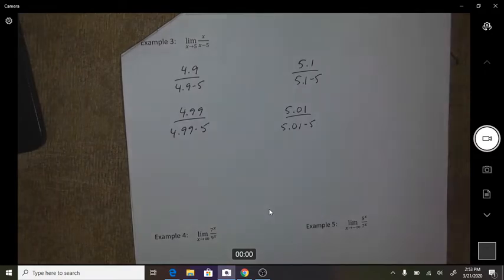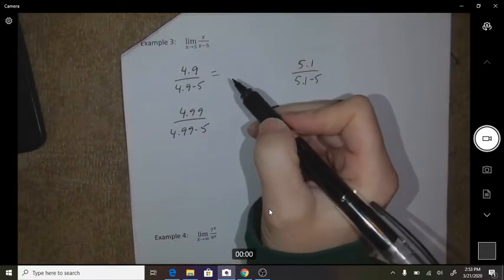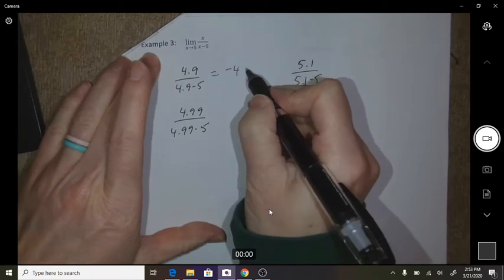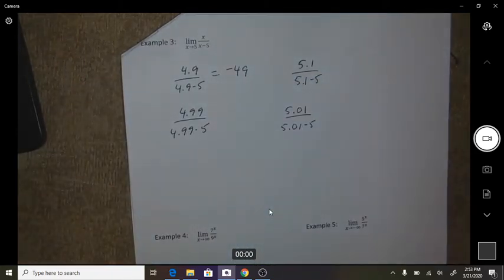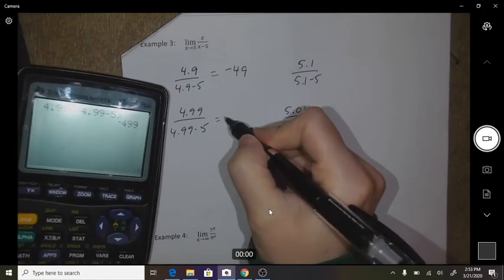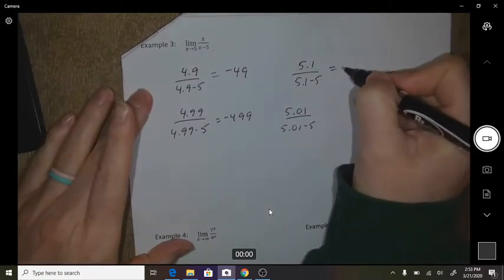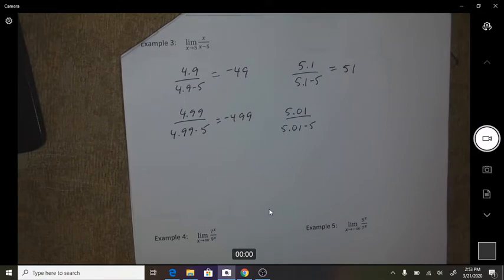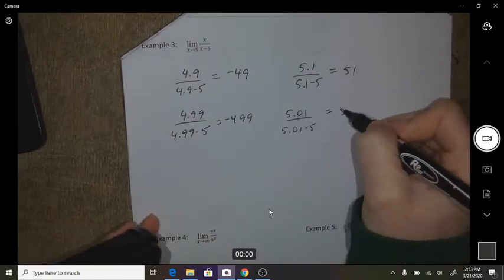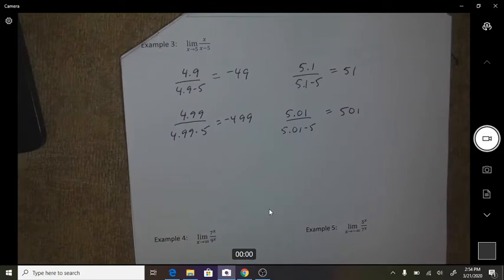Okay, so let's say when we're at 4.9, this is negative 49. And when we're at 4.99, we're at negative 499. At 5.1, we're at 51. At 5.01, we're at 501. Okay, so what are we approaching?